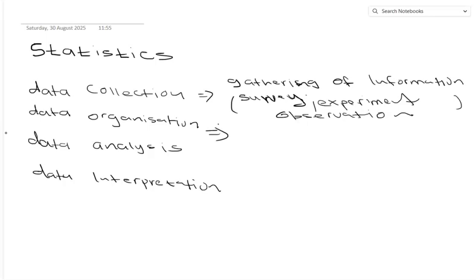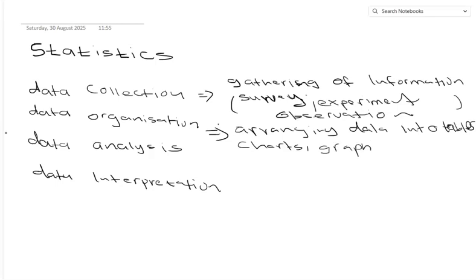So what is data organization? Data organization is arranging the data into tables, right? But that's not the only way to arrange data. We can also arrange data into charts, or graphs, so that it can be easy to understand.